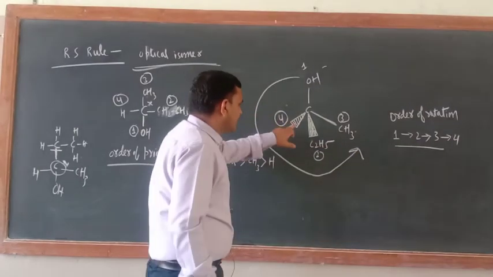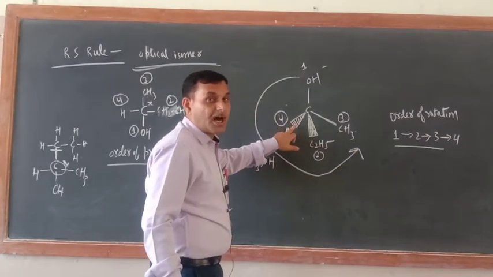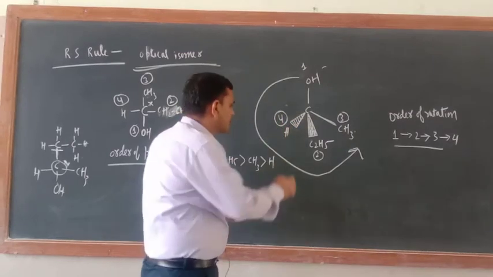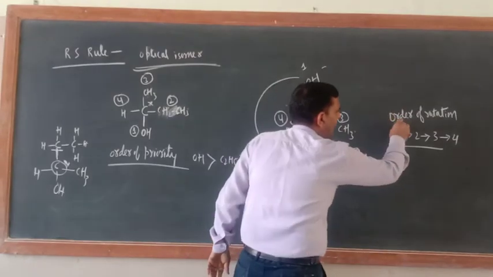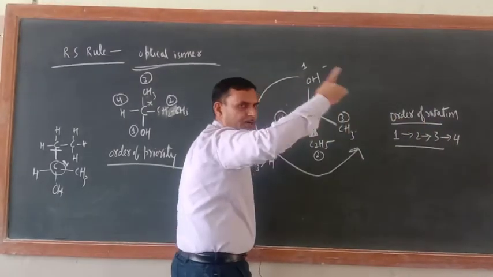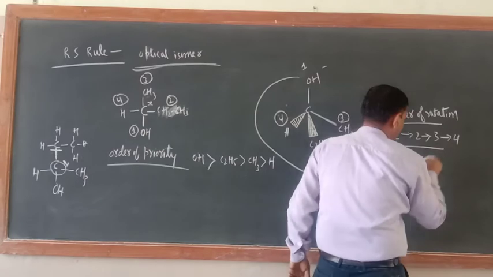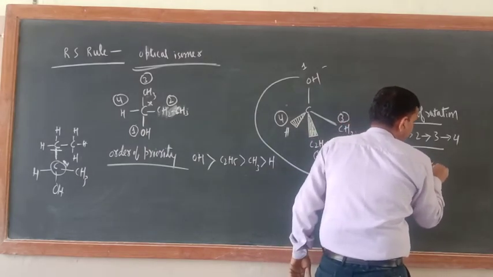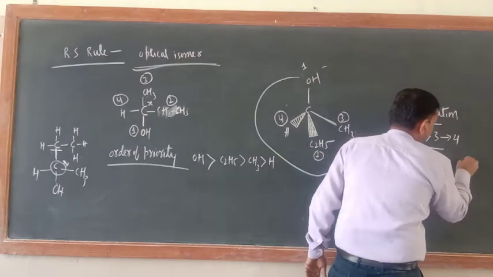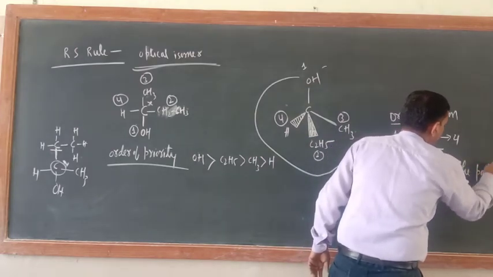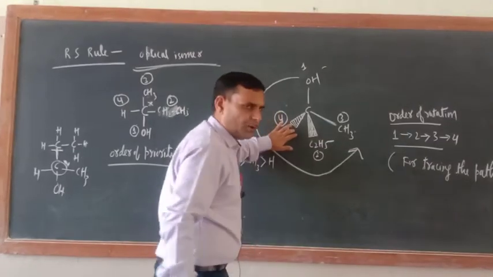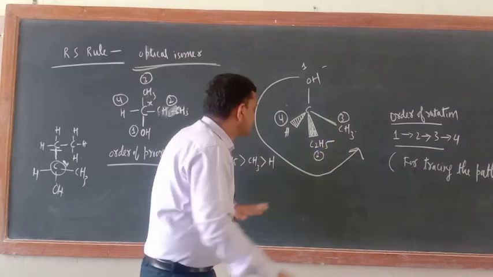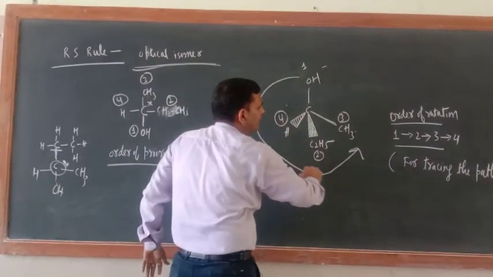Just see, this is dash wedged, this is away from viewers or below the plane of paper. So this can be omitted while doing the rotation, or you can say, for tracing the path. So this is always omitted. Why? Because this is below the plane of paper or away from viewers. So now the order of rotation is 1, 2, 3.